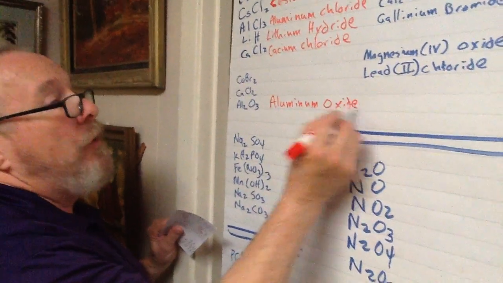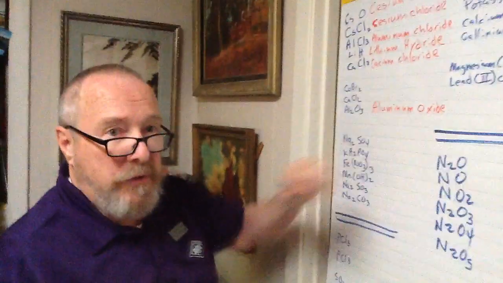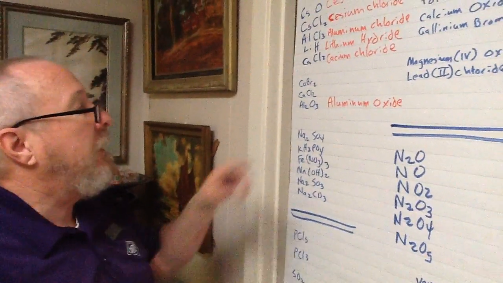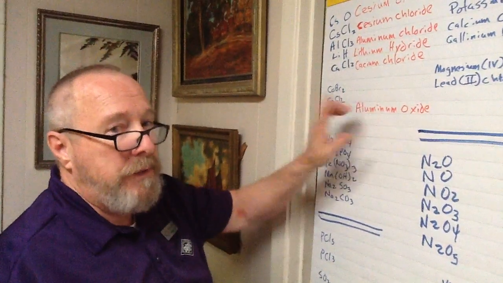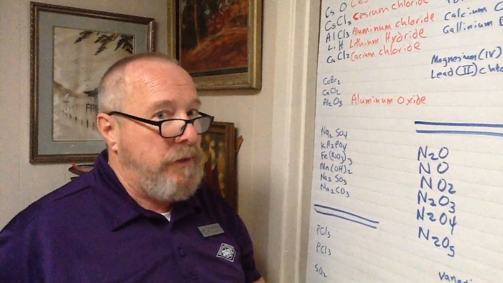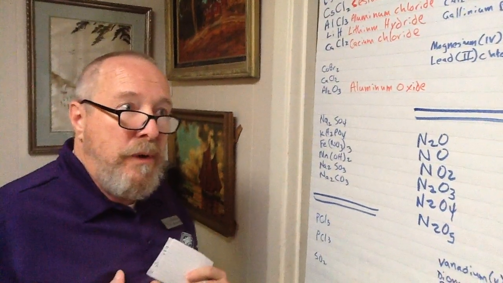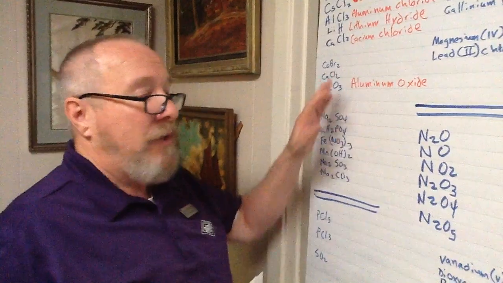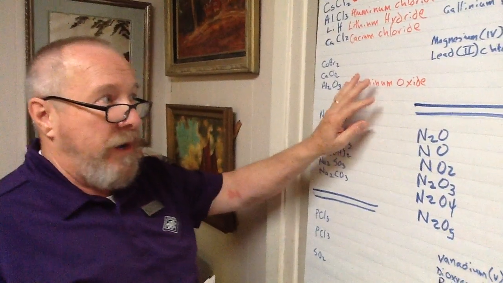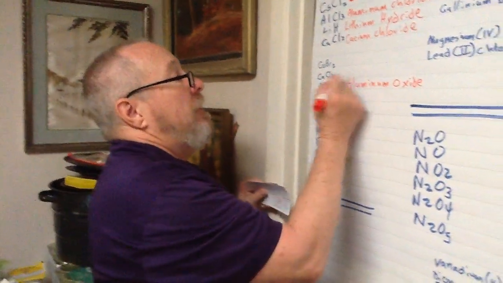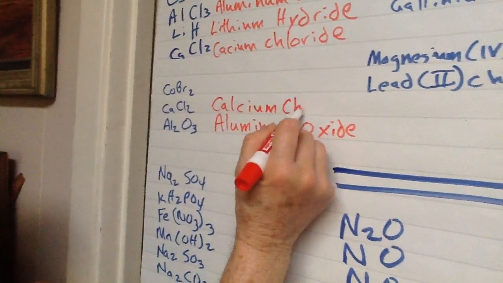oxide. Now notice I did not put the numbers in there. I didn't say dialuminum trioxide. I don't have to with these ionic compounds because there's only one way they can go together to form a neutral compound. So because I know my charges, I know how to look on the periodic table and extract my charges, and I know they only go together one way, I don't have to specify numbers. So this compound would be calcium chloride.